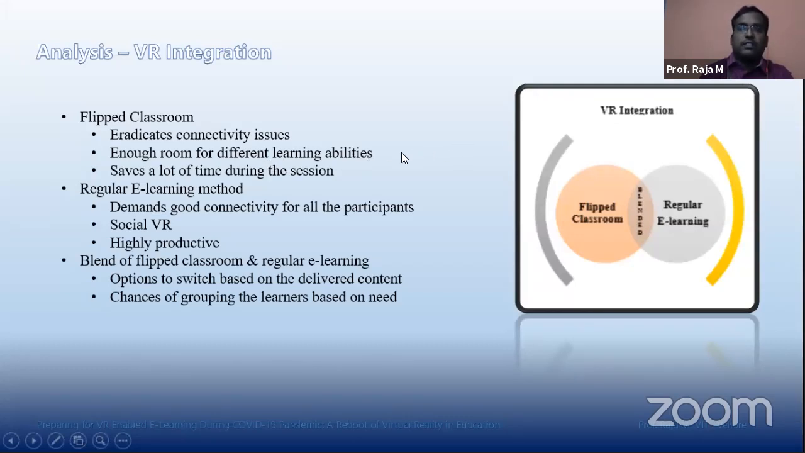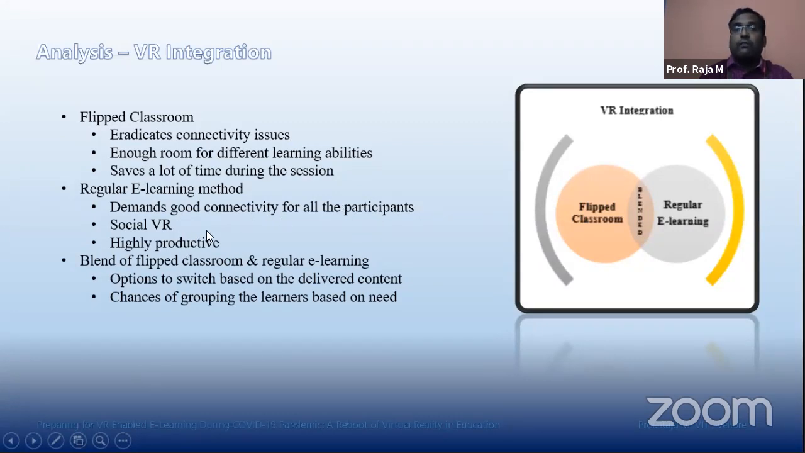Some students cannot catch up with the speed that you're going. Some students may be slow in learning. Some may be very fast. So you give enough room when you go for the flipped classroom methodology, and it saves a lot of time during the session. Instead of teaching on the spot, you will be a facilitator where you ask questions of the students and clear their doubts when they have already gone through some of the basic concepts using VR. And if you are going for a regular e-learning method, it demands good connectivity for all the participants.